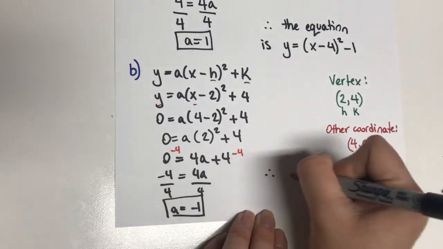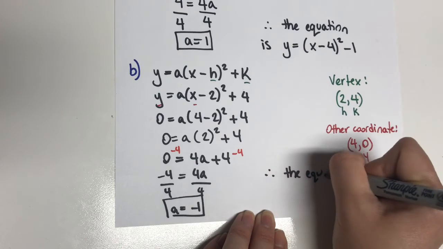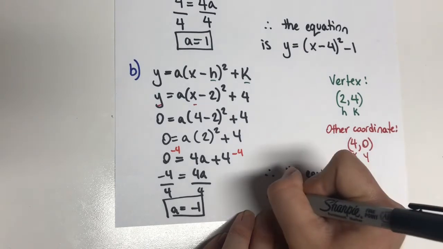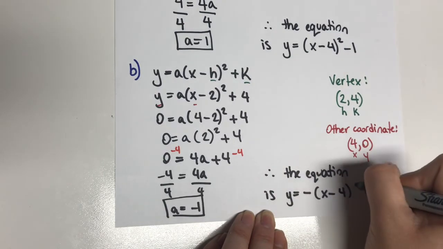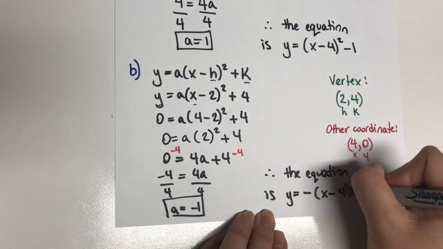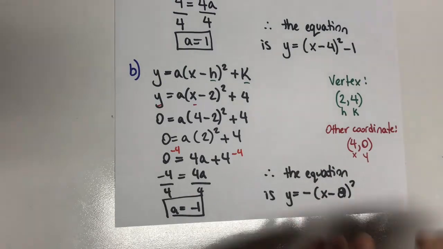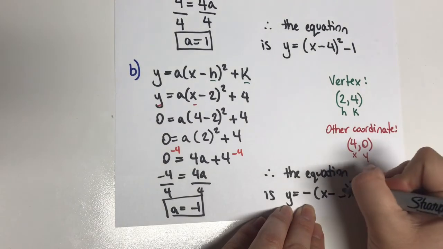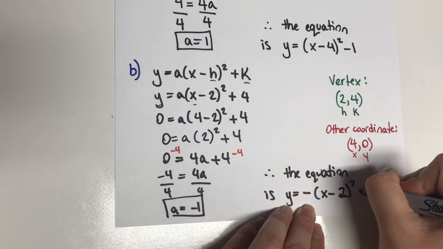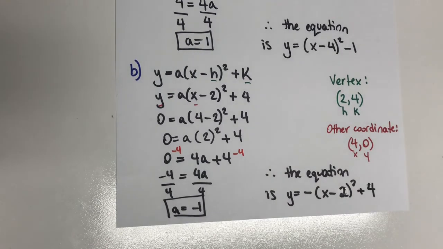So the equation is y equals negative, x minus 4. Oh, x minus 2, sorry, I was looking above. x minus 2 plus 4. And if your a ends up being a fraction, you can convert it to a decimal if rounding isn't required. If you need to round, then just keep it as a fraction in lowest terms.